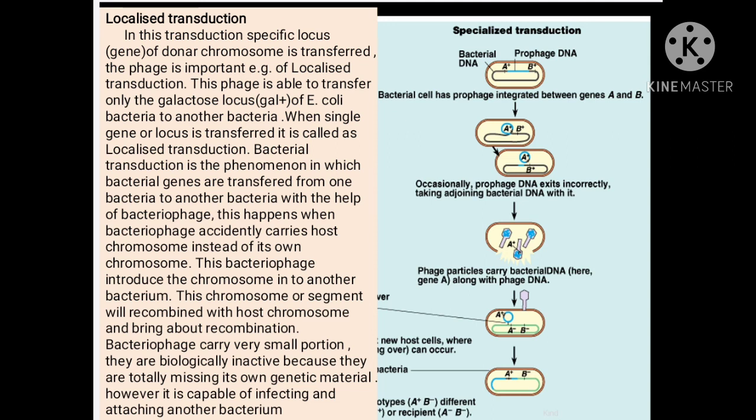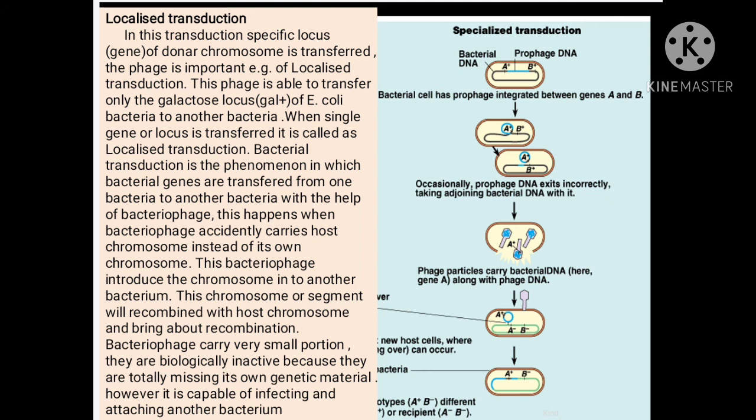The second type is localized transduction. In this transduction, a specific locus, that means a gene of the donor chromosome, is transferred. For example, in localized transduction, this phage is able to transfer only the galactose locus, that means the gal plus of E. coli bacteria, to another bacterium. When a single gene or locus is transferred, it is called localized transduction.